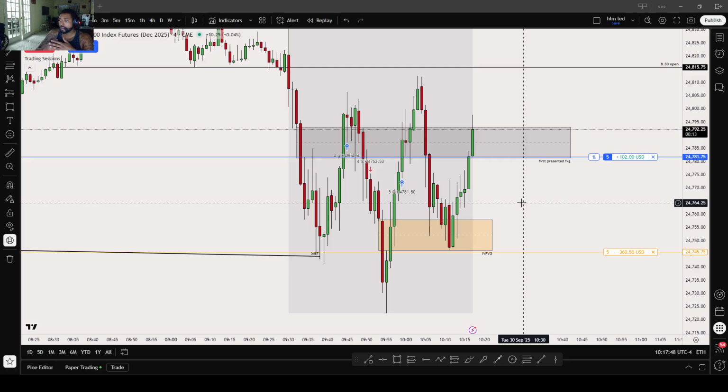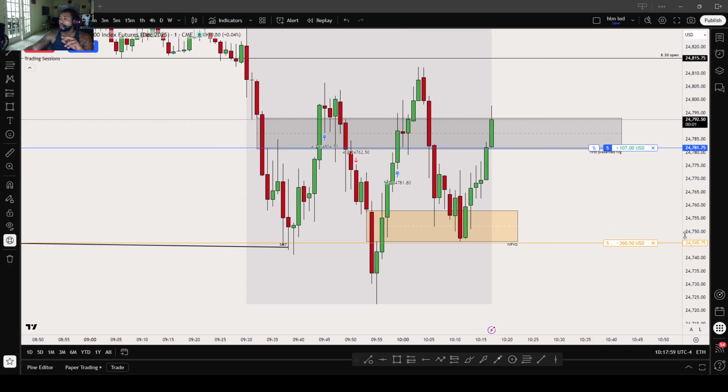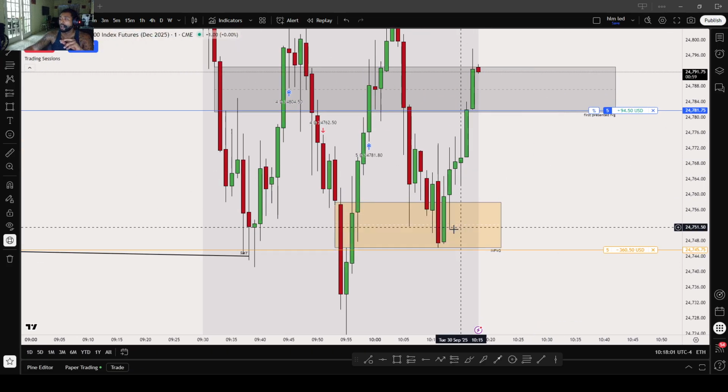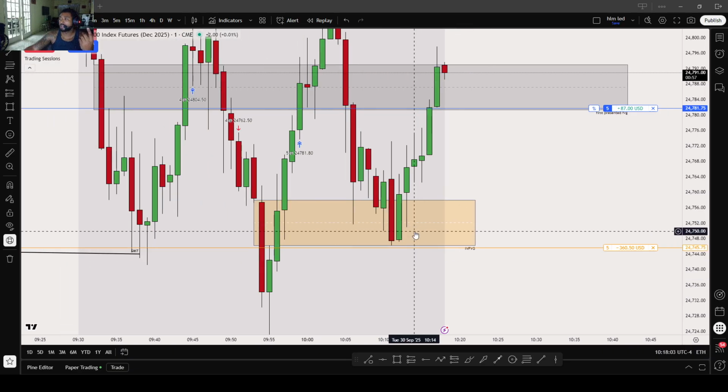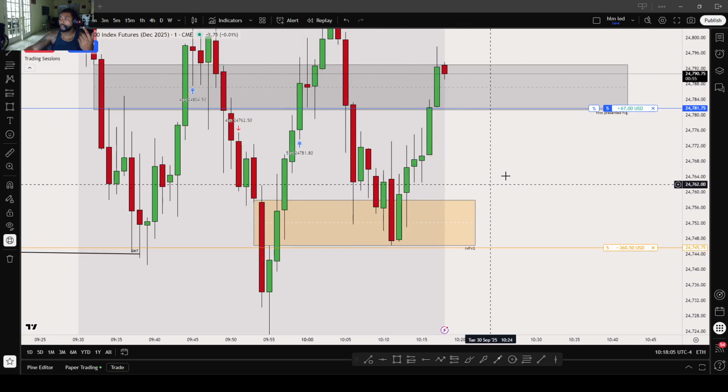But because sometimes you have to give it space, you have to let trades breathe sometimes. You just got to put it where it got to go. If I would have been picky with this stop loss, I would literally have got stopped out, as you see, one tick away.